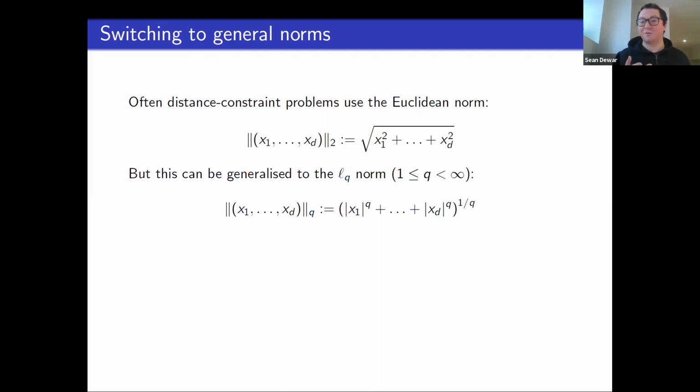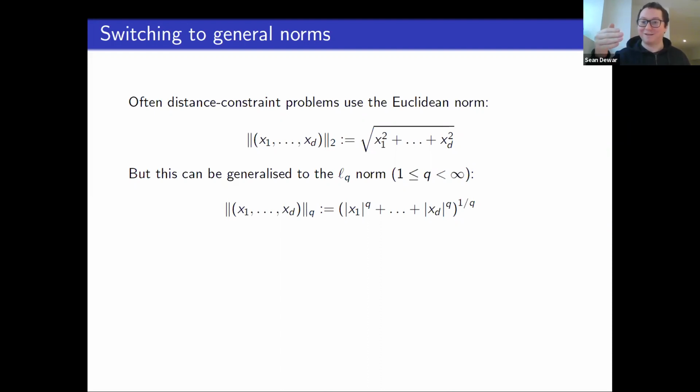Now with the Euclidean norm, it doesn't actually make a difference because the absolute value squared is the same as just squaring it, but we have to be a bit careful here because if q is like 1.5, you could end up with some issues. So we need to do these absolute values just to be safe.